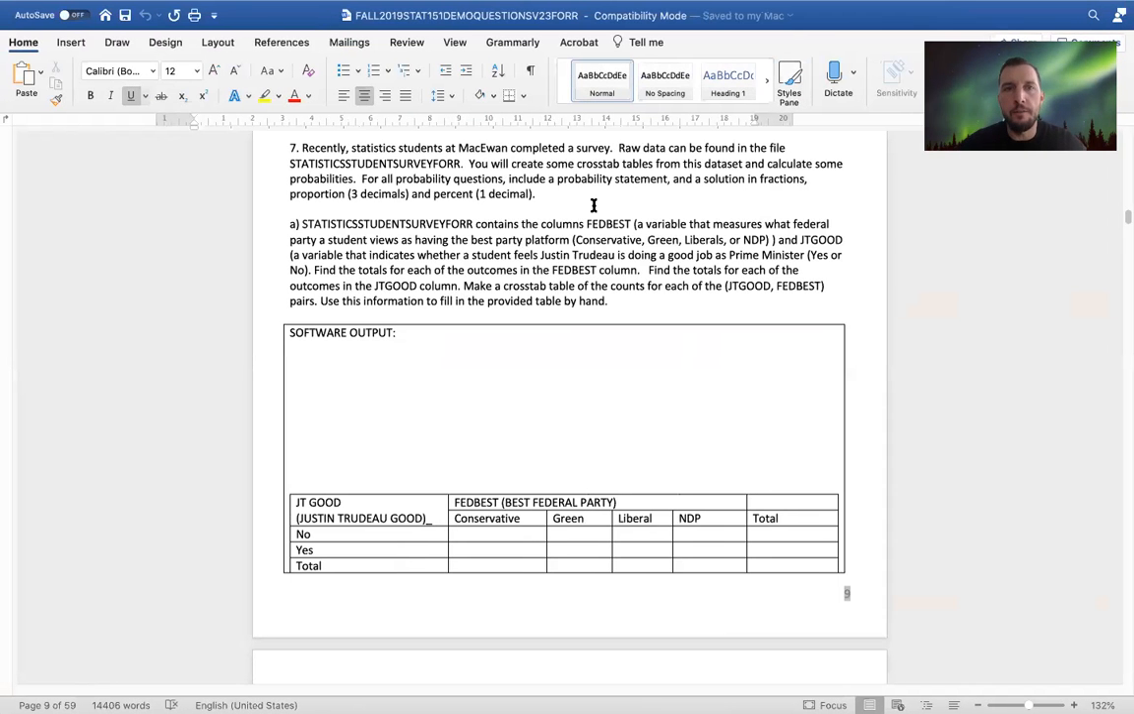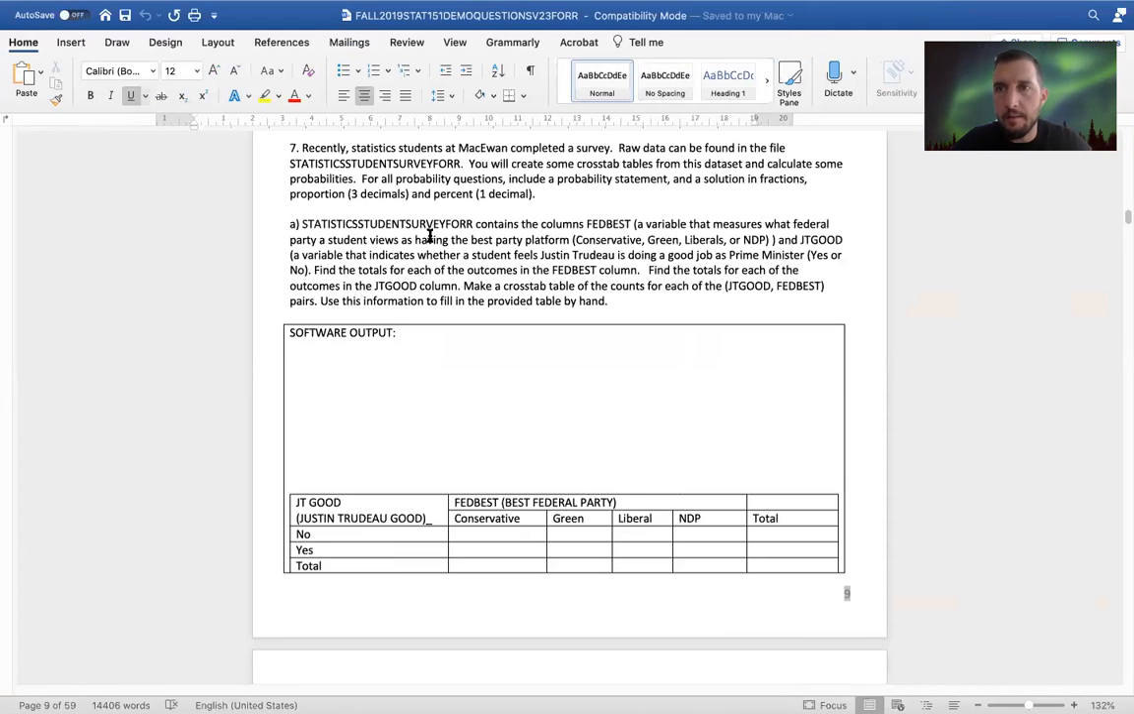Recently, statistics students at MacEwan completed a survey. Raw data can be found in the file statistics student survey for R. You will create crosstab tables from this data set and calculate some probabilities. For all probability questions, include a probability statement and a solution in fraction, proportion, and decimal. It's a bit taxing, but we'll work through the basics of it anyways. All right, so part A.